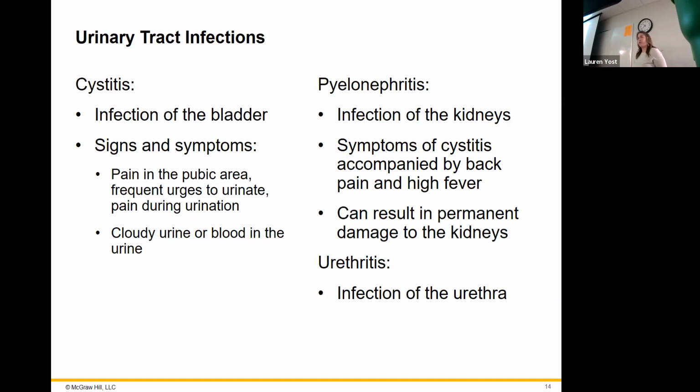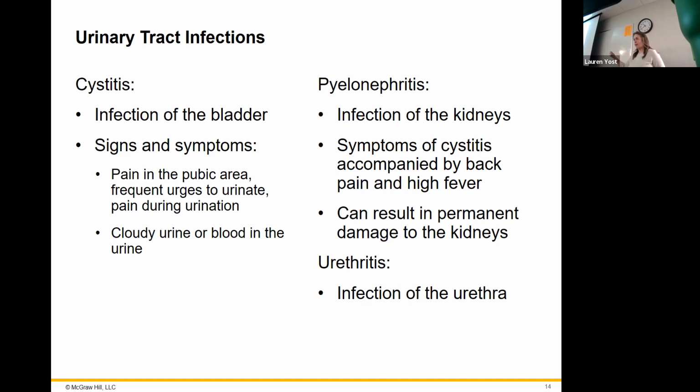Urethritis is just infection of the urethra. Cystitis is a bladder infection. Pyelonephritis is infection of the kidneys. Nephri is referring to kidney there. Itis means inflammation. Pyelo is referring to, basically, fire.